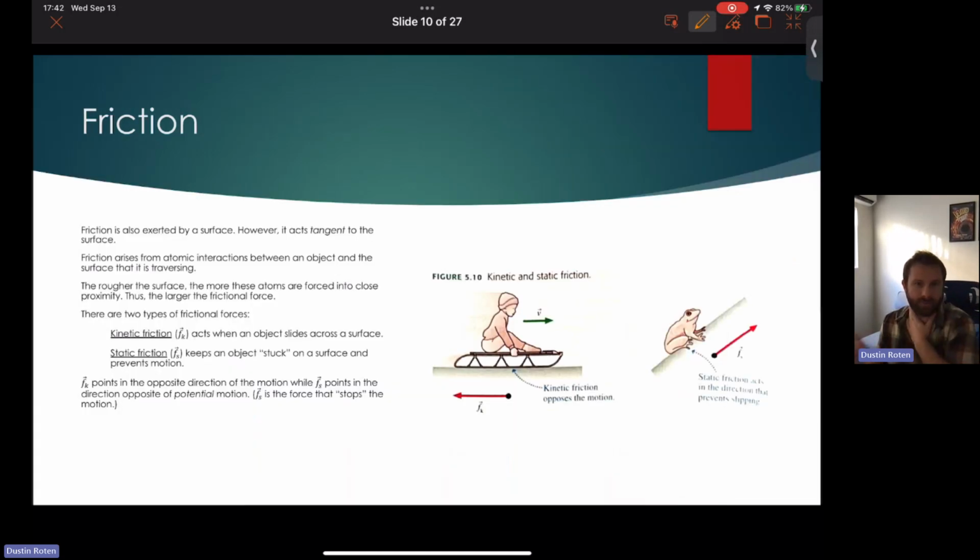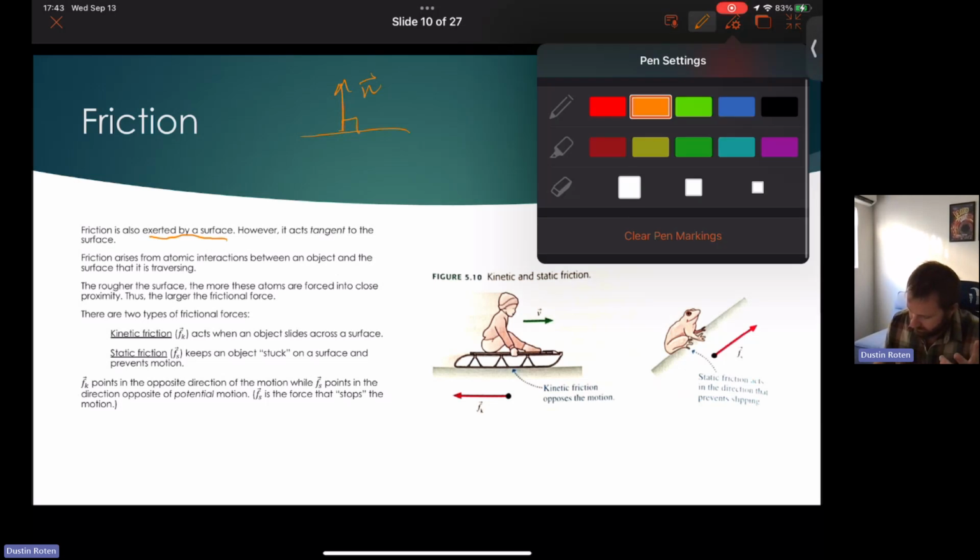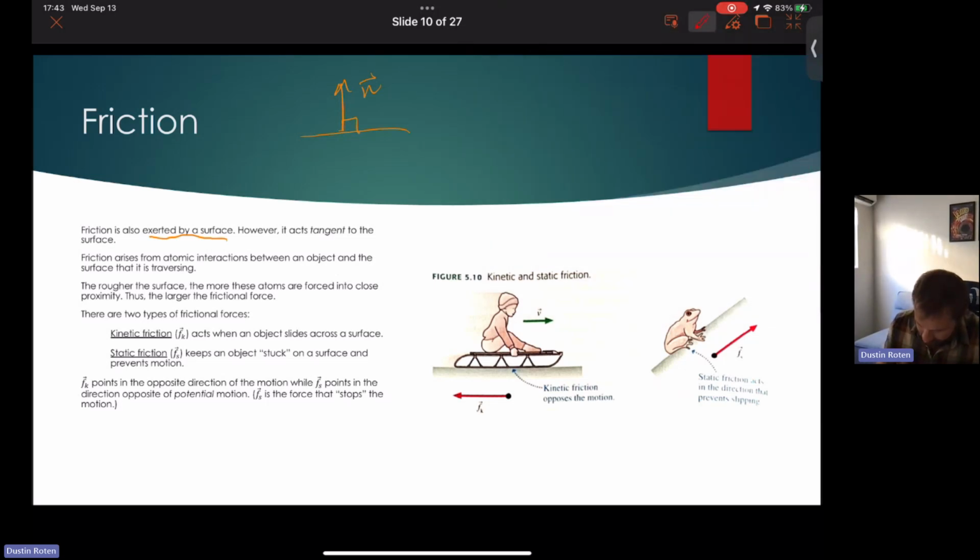Right, there's also some frictional forces. So friction is also exerted by a surface, okay? But this is where it's a little weird. So normal force always is perpendicular, but the frictional force is tangent to the surface, okay? So now we have something tangent or parallel. Now we have a frictional force that is running along the surface instead of 90 degrees away from it.